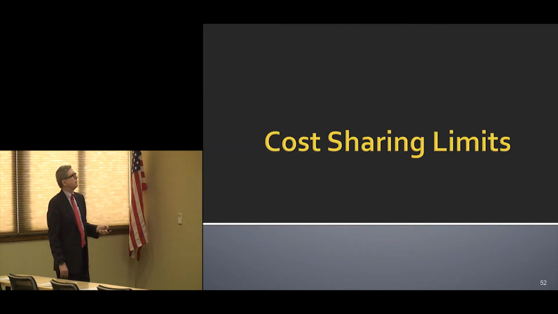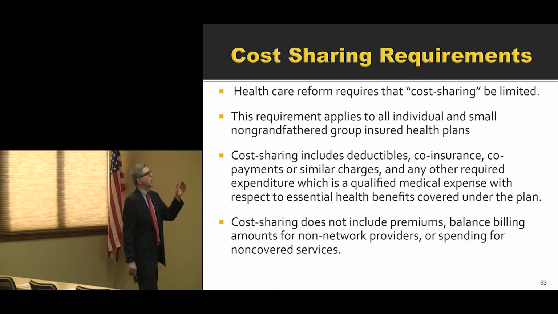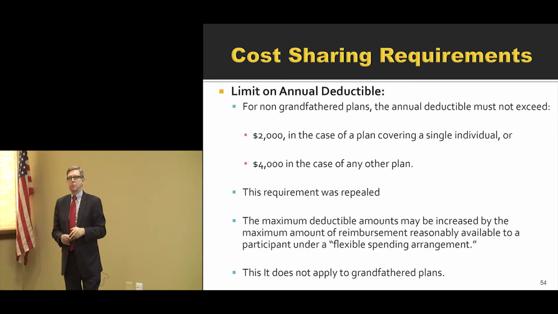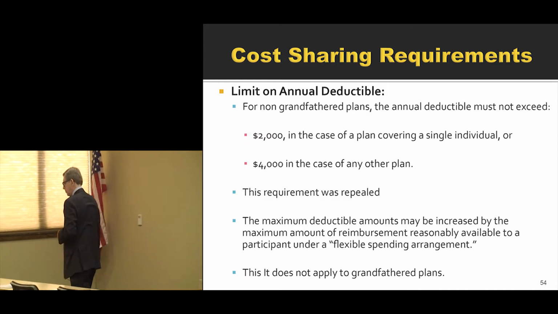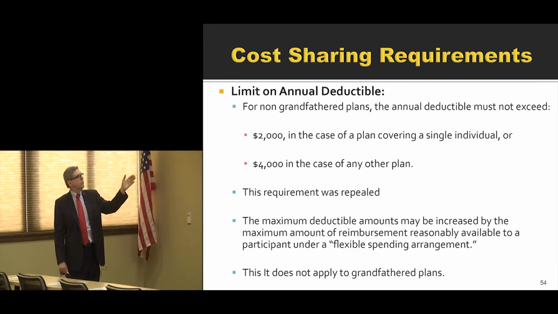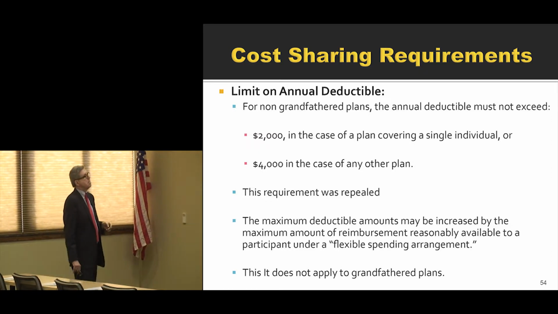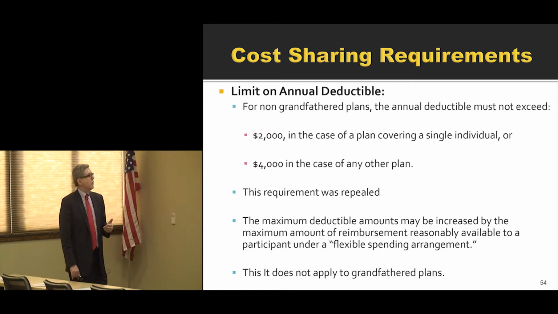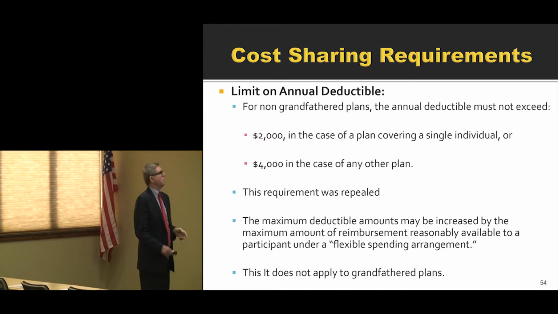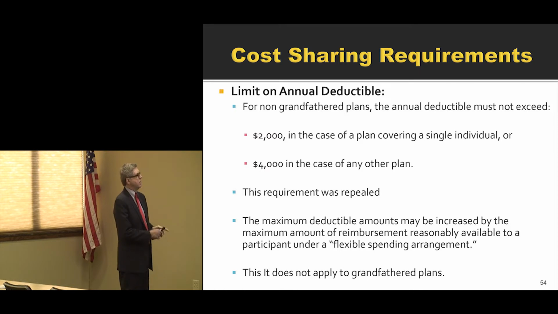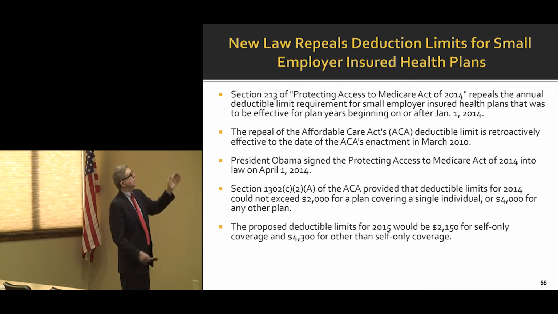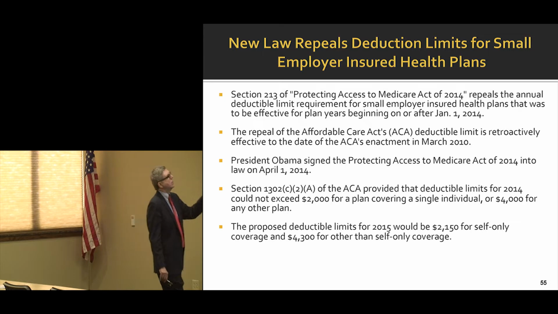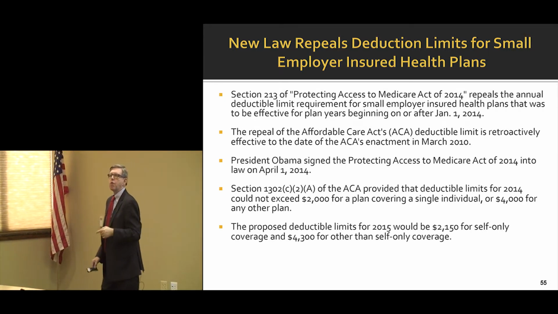Now, cost-sharing limits. A health plan requires cost sharing. Again, I've covered deductibles, co-pays, and co-insurance. Before, there was a limit on annual deductibles, $2,000 and $4,000 in the small plan market. But the insurance companies were telling Congress that we cannot get down to this level in a bronze plan. It's impossible to get to this level. So in Section 213 of the Protecting Access to Medicare Act, in 2014, they repealed this requirement. So again, sections of healthcare reform have been repealed.